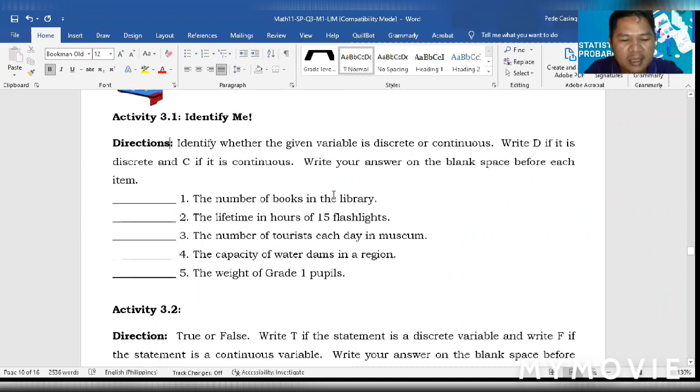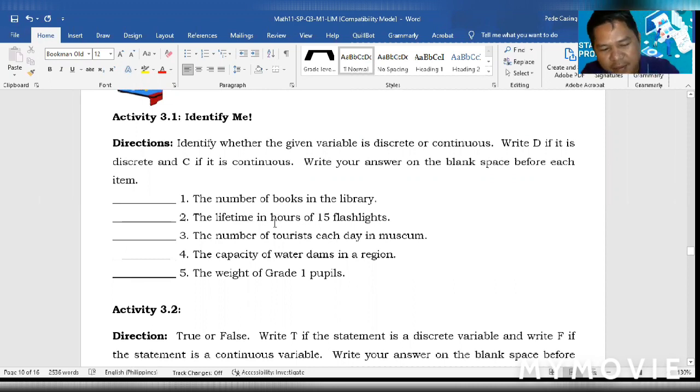So ilan ba daw ang lahat ng books sa library? Is it countable or measurable? Write D for discrete, C for continuous. Again, pag discrete, that is countable. Pag continuous, measurable. Number two, the lifetime in hours of 15 flashlights.